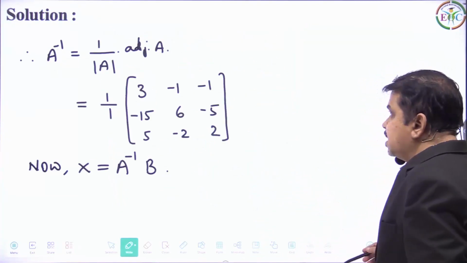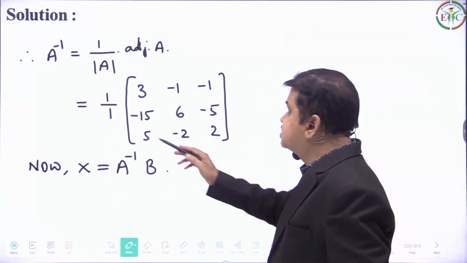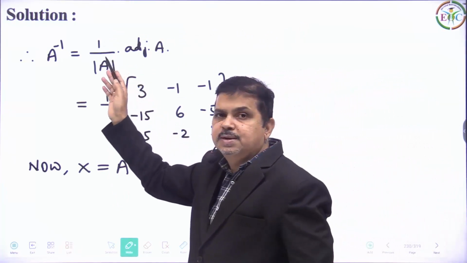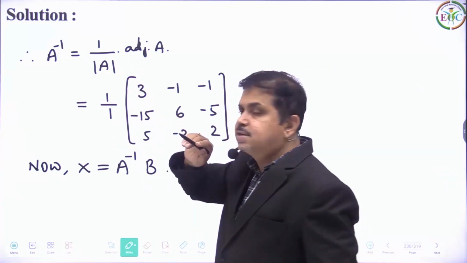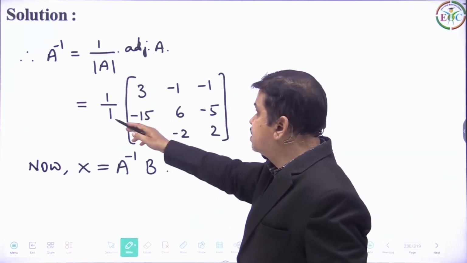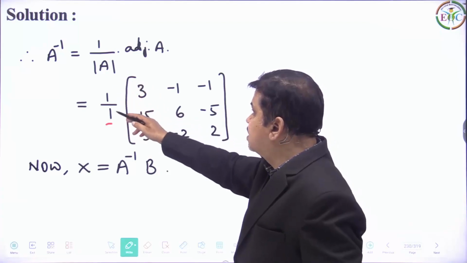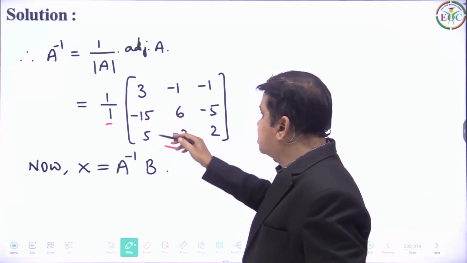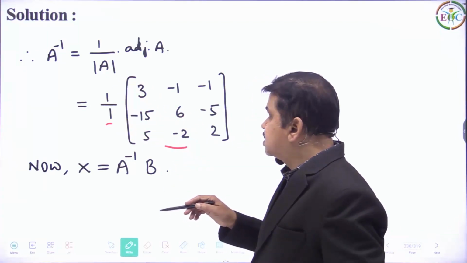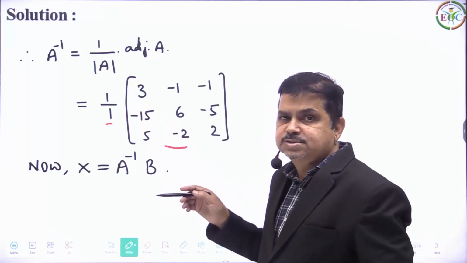So now we have to find A inverse. A inverse is given by 1 by determinant A into adjoint A. So what is the determinant A value? It is equal to 1. So therefore this will be equal to 1 divided by 1 into the adjoint A matrix. So now we have evaluated A inverse.